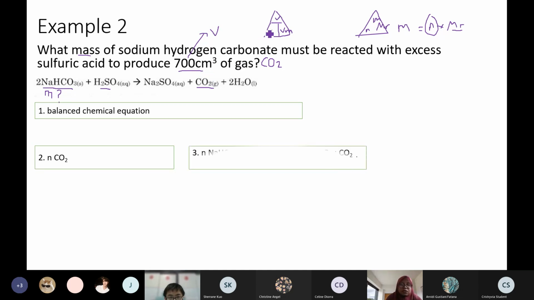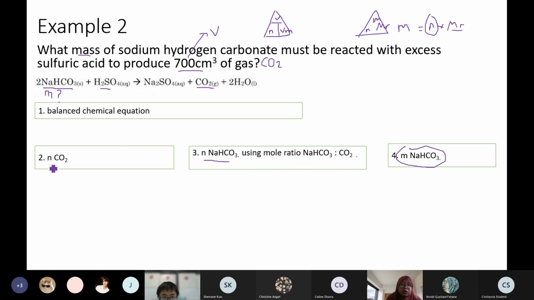So that consists of the first step. We need to know the mass of sodium hydrogen carbonate. How to find the mass? We need to know the mole of sodium hydrogen carbonate using the mole ratio. How to know the mole ratio? You need to know the mole of carbon dioxide. To find the mole of carbon dioxide, we need to balance these reactions.